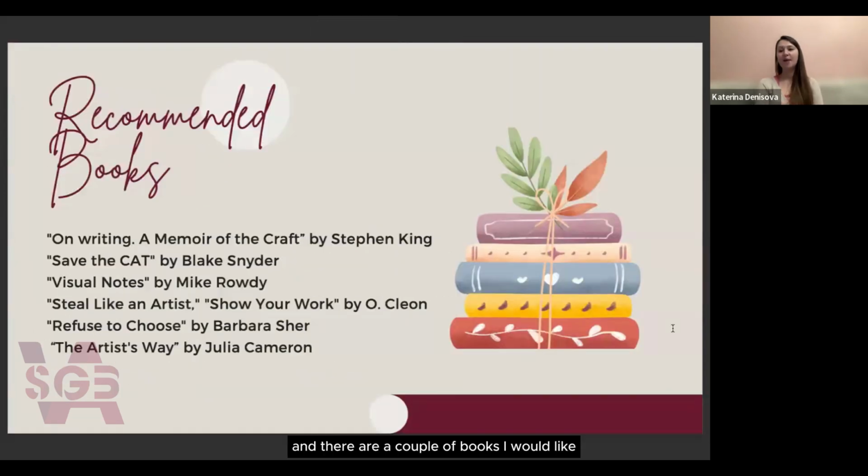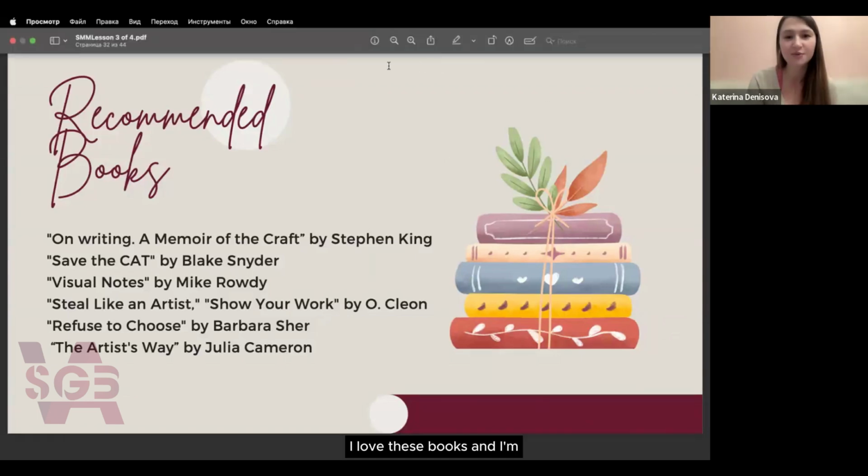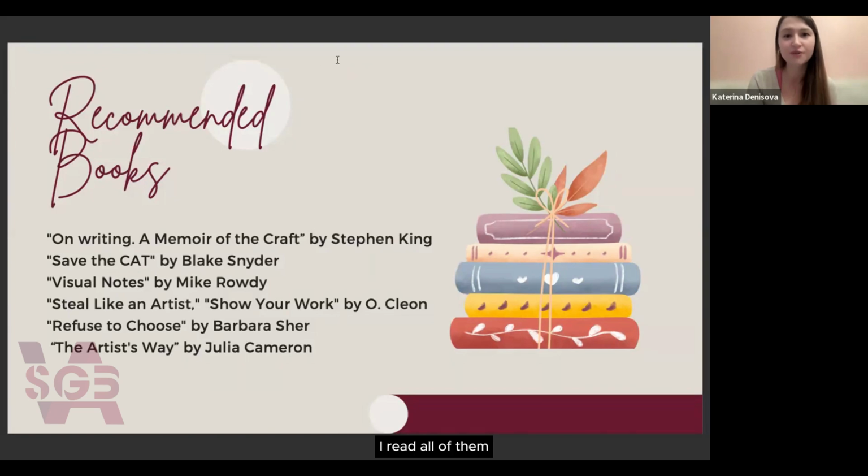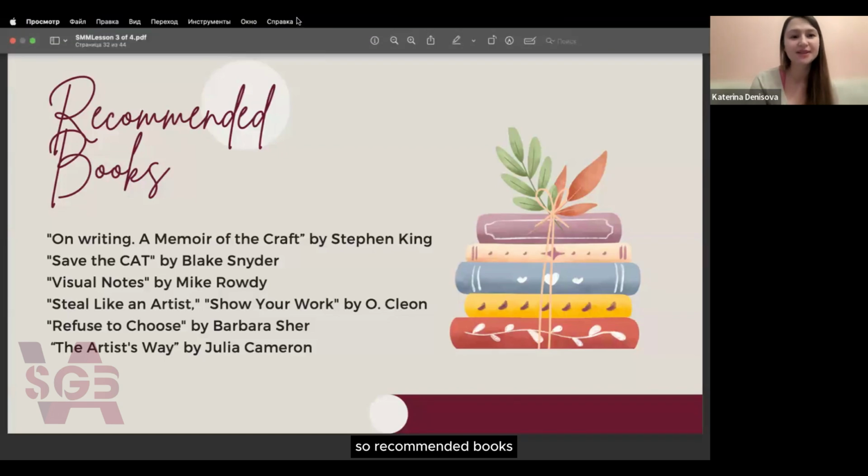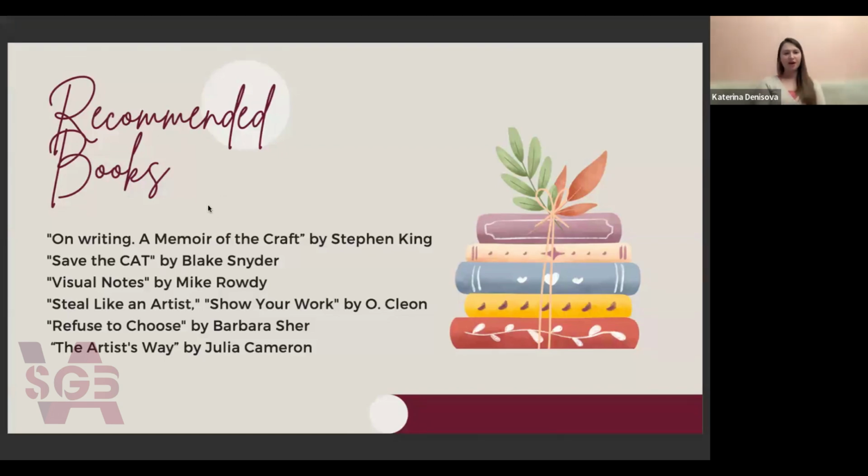And there are a couple of books I would like to recommend when we are talking about copywriting. I love these books and I read all of them and I hope you can find them in your place. So, recommended books. There are 6 books I would like to recommend, and my favorite one is On Writing, a Memoir of the Craft by Stephen King.